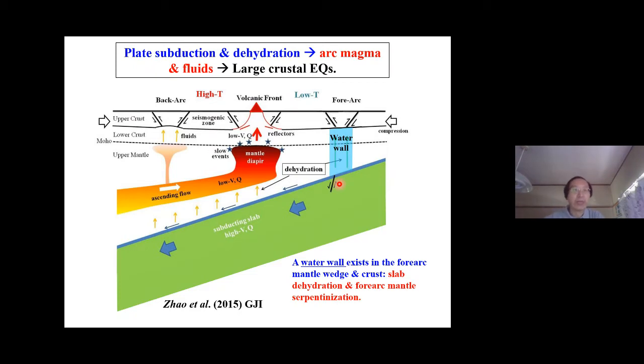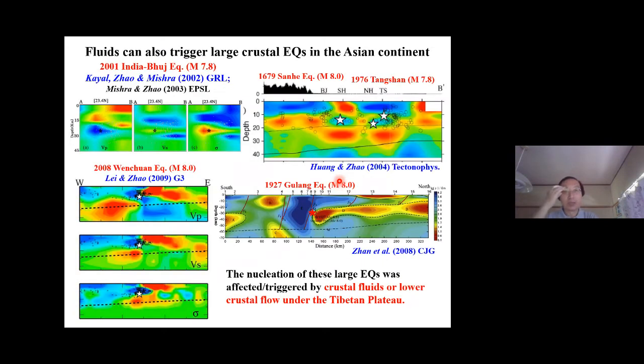So we also found fluid-related low velocity anomalies and high Poisson ratio anomalies in the source zones of large earthquakes in the Asian continental region. For example, this figure shows the cross-section of P velocity, S velocity, and the Poisson ratio in the source zone of the 2001 India Bhuj earthquake.